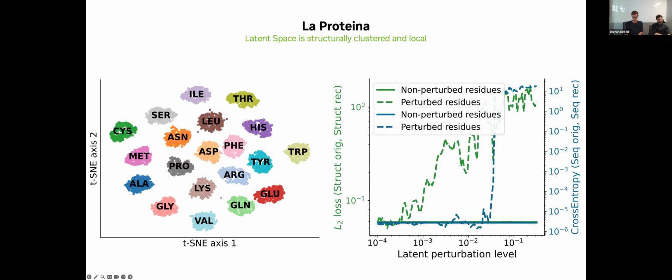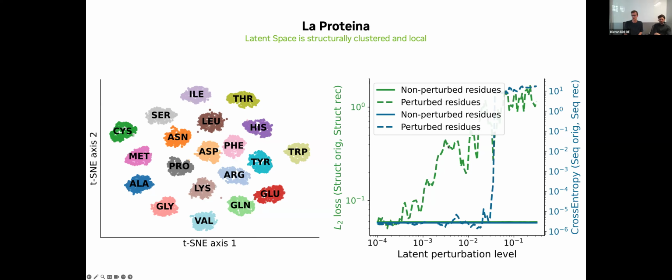So it's like what this experiment on the right here shows. On the x-axis, you can see on the left you have a clean latent, so a clean structure. And the more you go to the right, the more noise you add to it. So basically you go from clean structure to the prior to noise. The green curve shows what happens to the structure, so how much the structure deviates, and the blue curve shows how much the sequence deviates. The dashed lines here are the residues that are perturbed, and the non-dashed lines are the non-perturbed residues.